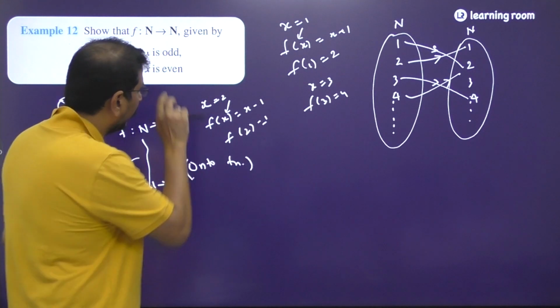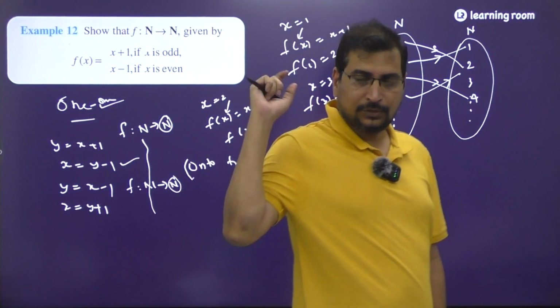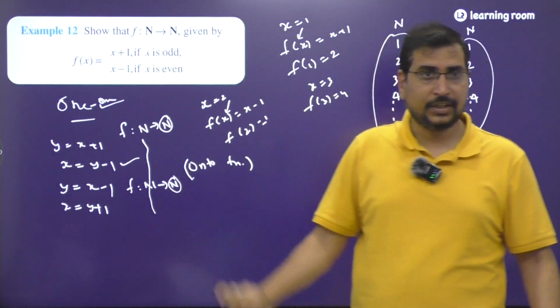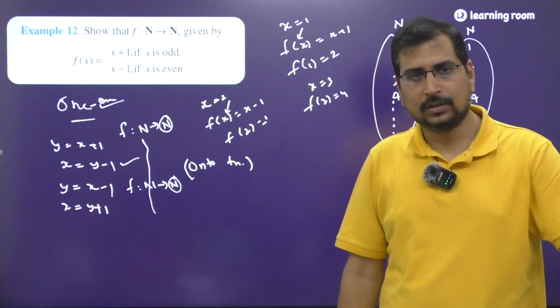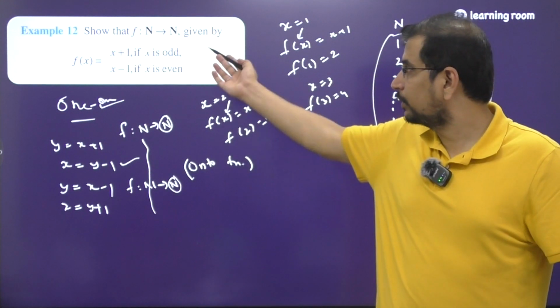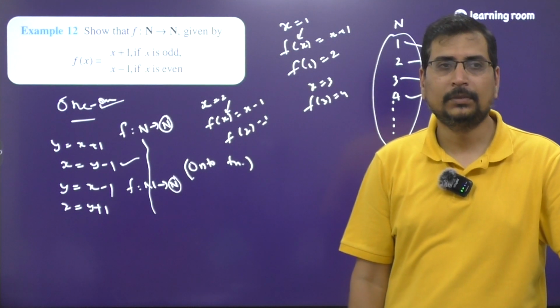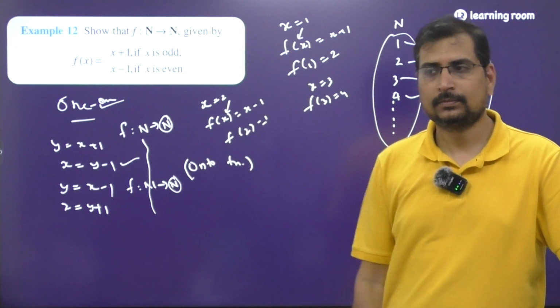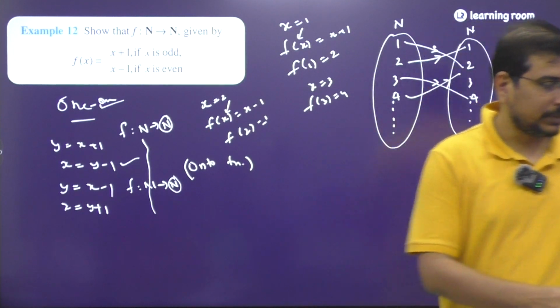Tell me one thing: when you plot these two functions on a graph sheet, will you get a continuous function or a discontinuous function? You will get a discontinuous one, obviously, because it's mapped from N to N. So you'll get dots, right? So please make a note of this.